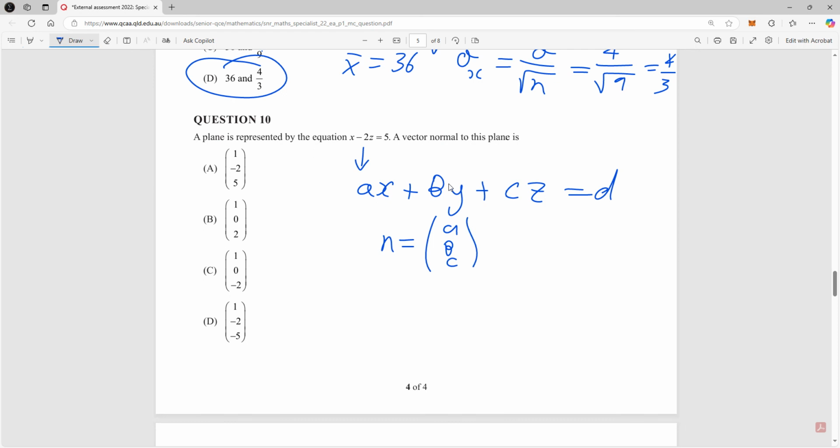So in this case here, our normal vector is, I'll just write down here. Our normal vector is 1. The y component isn't shown here, so it's 0. And the z component is negative 2. So that is the correct answer, which is C.